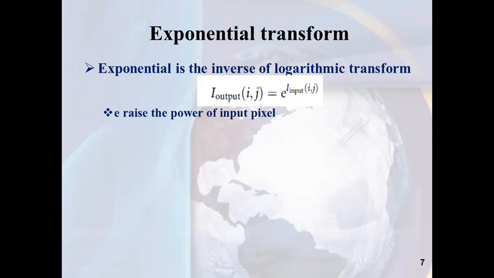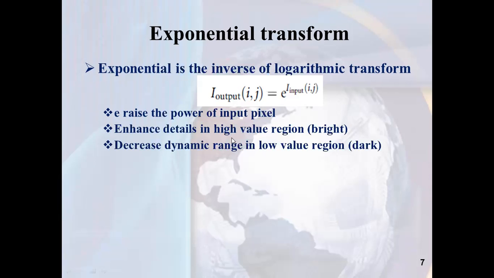This is the idea behind the application of the exponential transform. So it enhances details, as we said, we increase the number of details in the high value region, which is the bright region, and decrease the dynamic range in the low value region, as we said.